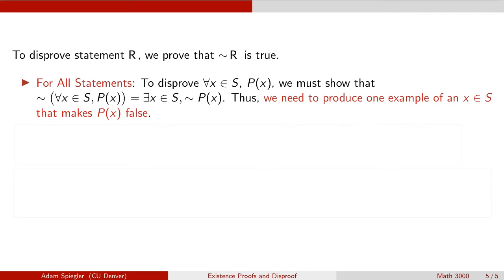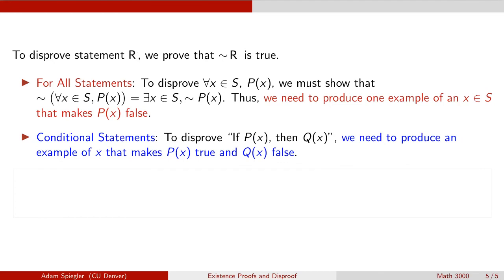We can also use disproof for other types of statements. If our statement R happens to be a conditional statement of the form if P then Q, and we want to disprove it, then we need to produce an example of an x that makes the conditional statement false. The only way this conditional statement would be false is if we can produce an x that makes the hypothesis P of x true, but the conclusion Q of x false. So that's how we can apply disproof to conditional statements. We want to produce an x that makes the hypothesis true but the conclusion false. And we'll see some examples of this in class.